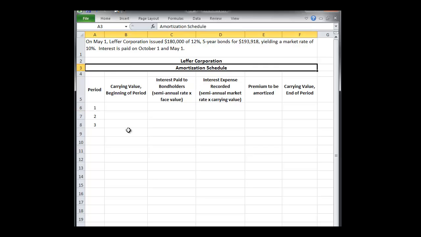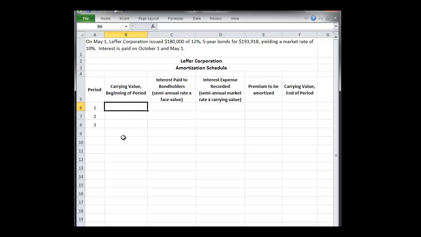So the problem says, on May 1st, Leffer Corporation issued $180,000 of 12% 5-year bonds for $193,918, yielding a market rate of 10%. Interest is paid on October 1st and May 1st. So number 1 says, prepare an amortization schedule for the first 3 semi-annual periods.